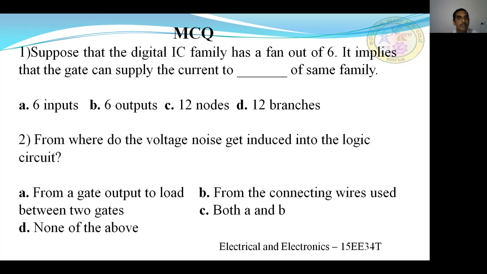So second question, from where do the voltage noise get induced into the logic circuit? Okay, so I already explained noise, voltage noise. So we'll see options. Option A, from a gate output to the load. Option B, from the connecting wires used between the two gates. Option C, both A and B. Option D, none of the above.